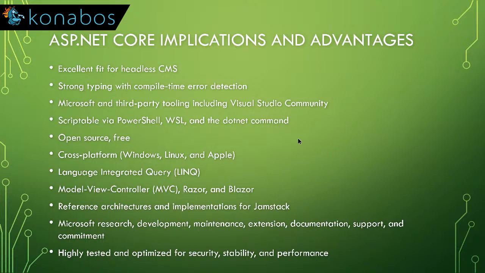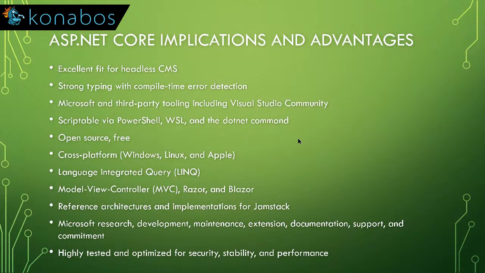We also get all the stuff that we get from .NET, including strong typing with compile-time error detection and everything else. We have Microsoft doing its research and development and providing tooling like Visual Studio Community. So we have a huge organization that's very committed to this technology, that's documenting it and giving us the tools we need to use it. We also have the ecosystem around .NET. If we have existing .NET applications, it's going to be easier to port them to this kind of architecture than the true, whatever you want to call it, Jamstack headless architecture.